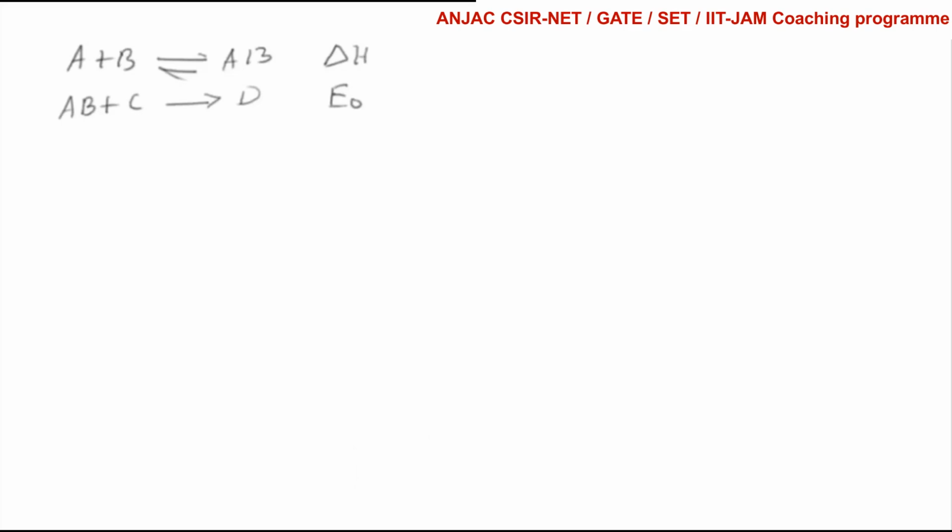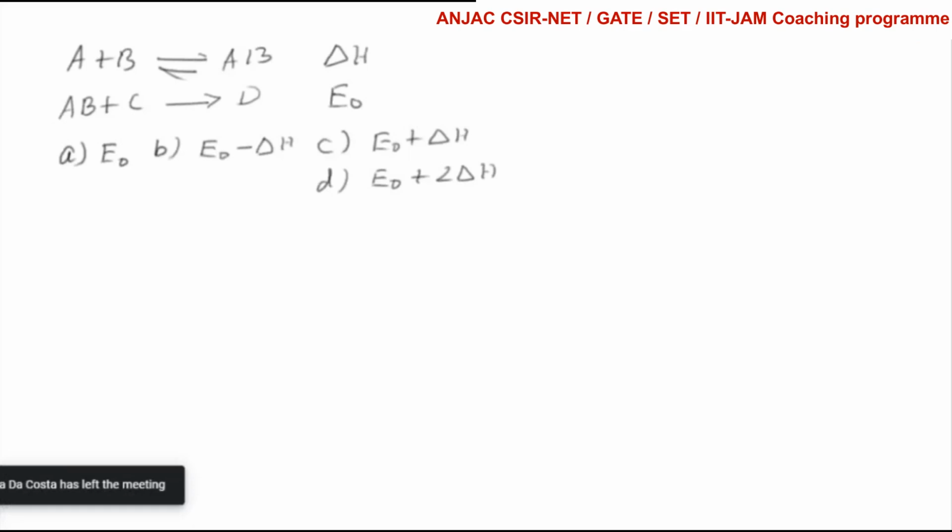The activation energy of the overall reaction will be given as: A, E naught; B, E naught minus delta H; C, E naught plus delta H; D, E naught plus 2 delta H, which is the correct answer. Exercise this at home, and we will go for some other problems.